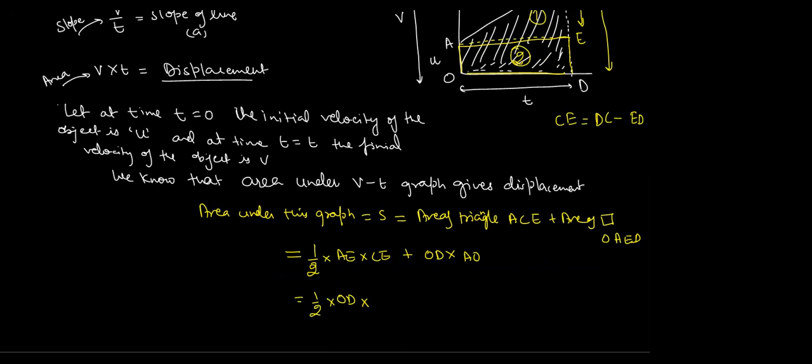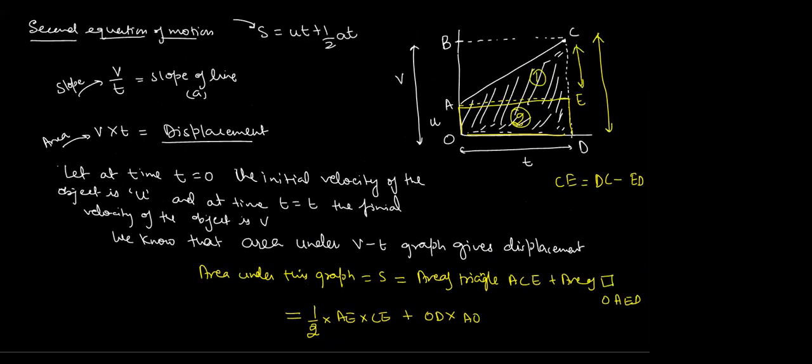So this is half into CE. What is CE? CE is DC minus ED. Okay, I am writing here plus OD into AO. Now what do you need to write here? Half into OD into what is DE? DE is equal to OB.